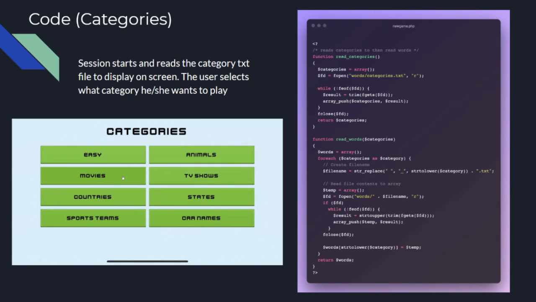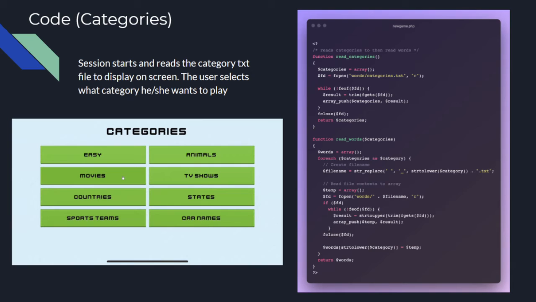The next row would be slightly harder and is common movies and TV shows that most users would be able to understand. Then moving on to harder would be countries of the world and states in the United States of America. And then the most difficult would be sports teams of all levels and then also car names, which could present quite a challenge to some users.